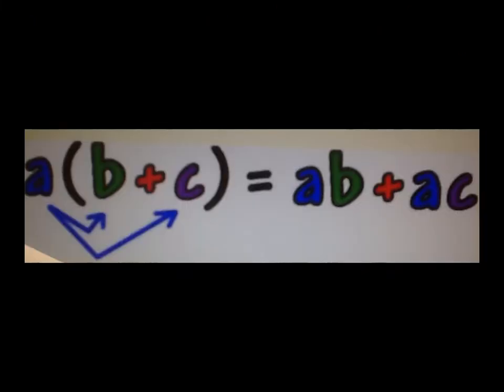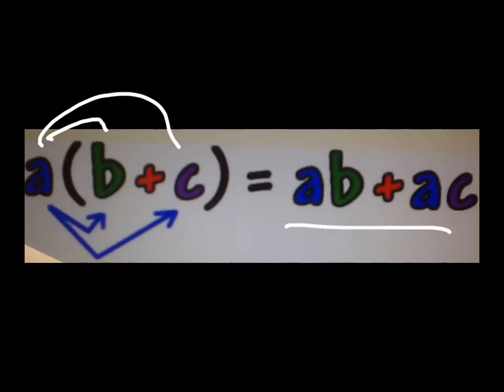Okay, here we see that we have A times the quantity B plus C, and it says that this is going to equal AB plus AC. So what we're doing here is we're distributing this A across both our B and C. So we have A times the B and then A times the C. And notice that that's our result.